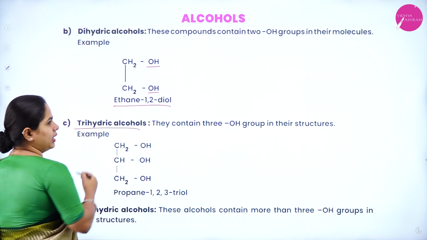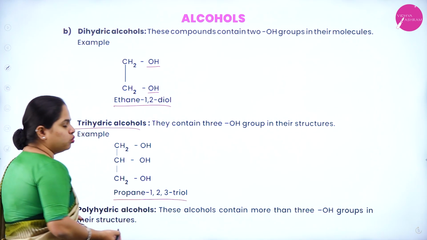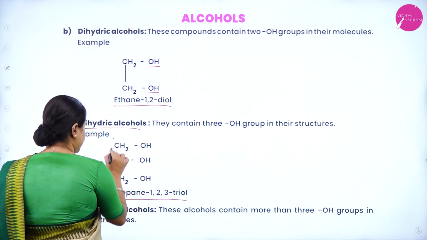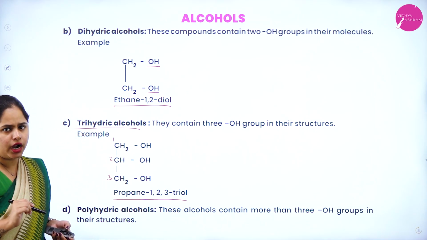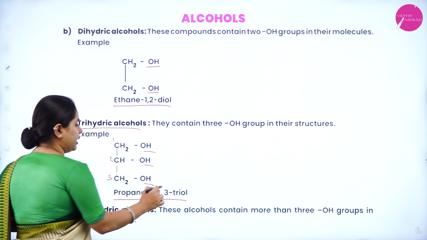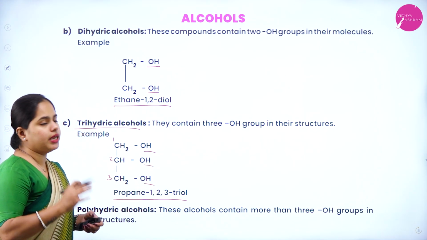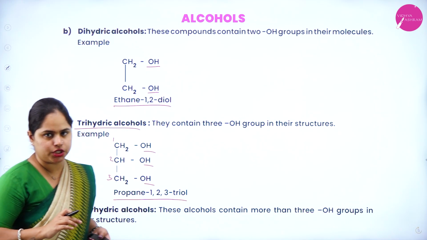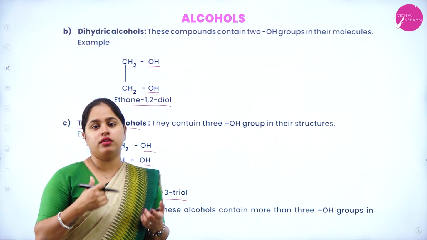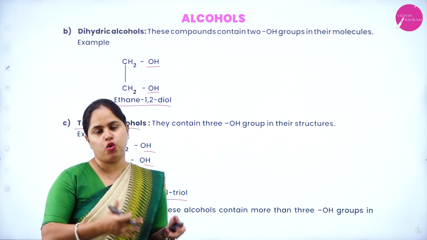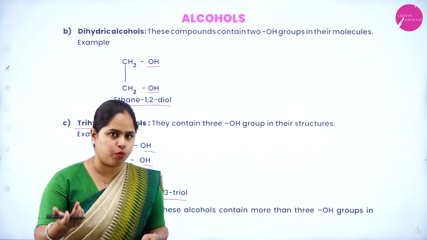Now you have trihydric alcohols. That means 3 hydroxyl groups will be there, right? Propane 1, 2, 3 triol. That is, in the first carbon atom, second carbon atom and third carbon atom, you have 3 hydroxyl groups. So 1, 2 and 3, hence trihydric, right? Now polyhydric, what will it be? These alcohols contain more than 3 hydroxyl groups in their structure. So this is one way of classifying alcohols based on the number of hydroxyl groups, that is monohydric, dihydric, trihydric, or else if more than that we call it polyhydric, right?